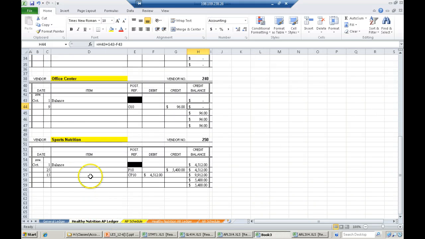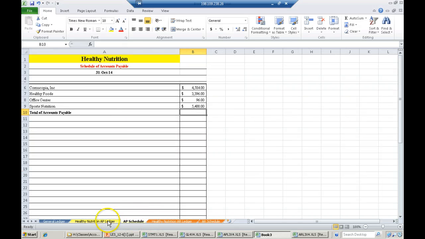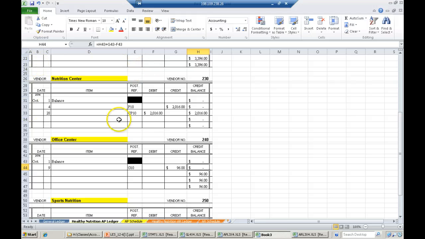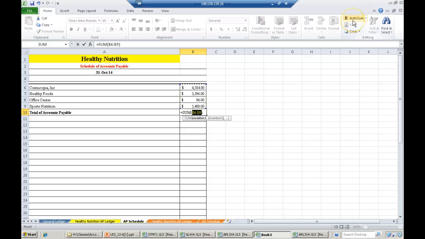Now you're going to wonder why we don't have an account on our schedule for this account right here, Nutrition Center, and it's because it carries a zero balance right now. We paid them off. We no longer owe them money. So let's go back to our schedule. Again, we can put in a real quick auto sum. We hit enter, and there's our total.